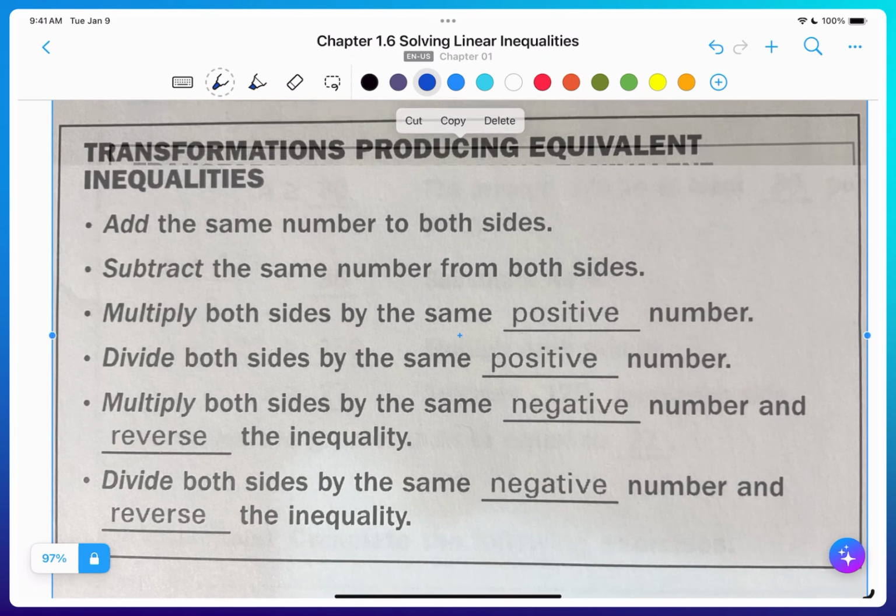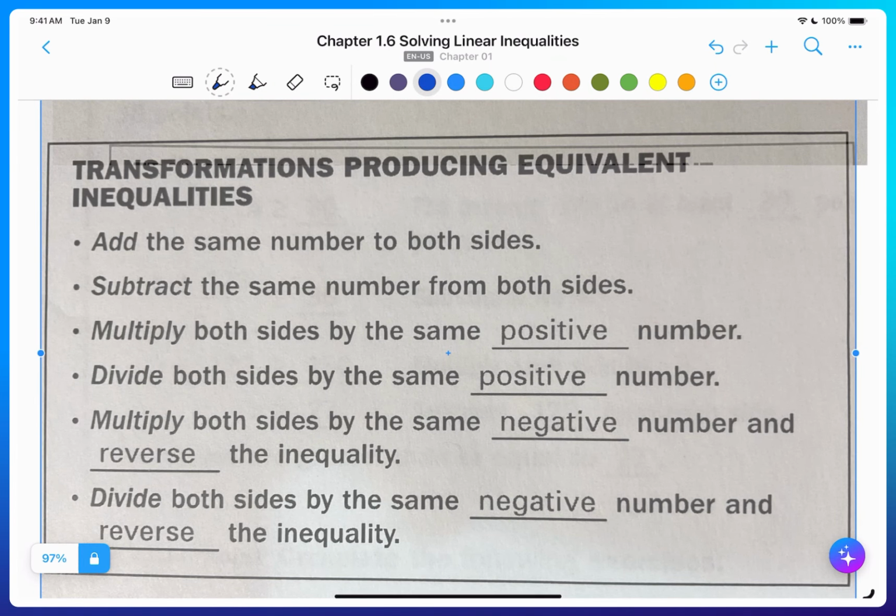Now, transformations, producing equivalent inequalities. This is what you need to do when you're trying to simplify these inequalities. You're going to add the same number to both sides. You're going to subtract the same number from both sides of the inequality symbol. Multiply both sides by a positive number. Divide both sides by a positive number. Now, here's where the trick comes in.